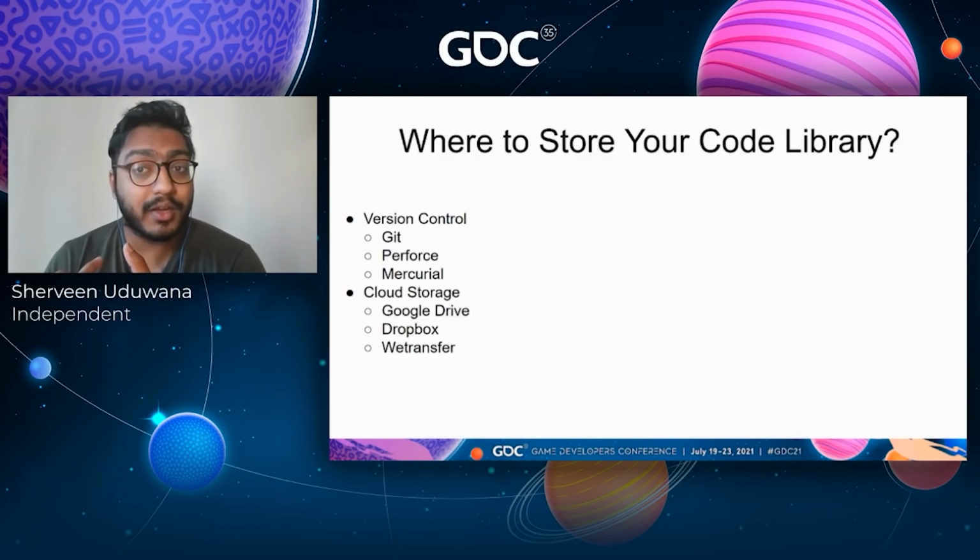So now that you've identified some code, where are you going to store it? You could use version control. There's Git, Perforce, Mercurial, and you could use cloud storage, like Google Drive. I'm going to be sharing some examples of a code library later in this talk, and I've just put it up on Google Drive because that was easy for me. It really is just use what makes sense for you, what's accessible, which is what I'm going to say a lot in this talk. Basically, do what works for you.